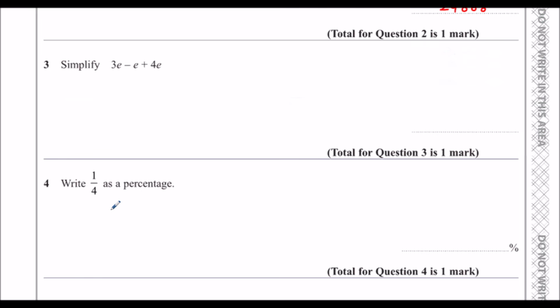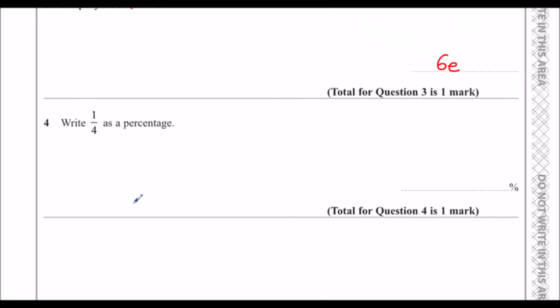Question 3. Simplify 3e minus 1e plus 4e. So when we have an e by itself, it means we've got 1e. 3e, take away 1e is 2e, and then plus 4e. 2 plus 4 is 6, so 6e.